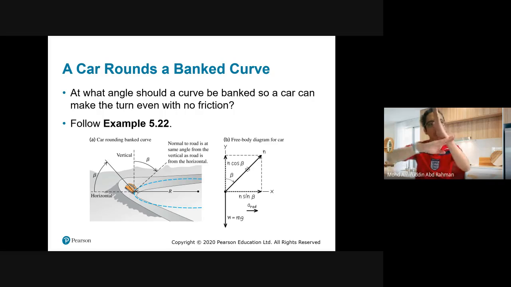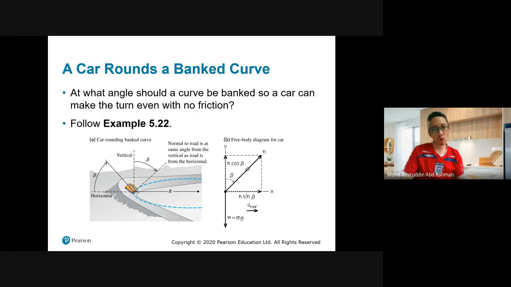Because the car is like a square, we consider it a square. So when we have that angle, of course it will still be 90 degrees to that. So when we have beta over there, we also have beta from the vertical. It said the normal to the road is at the same angle from the vertical as the road is from the horizontal. So we look at the free body diagram of the car.